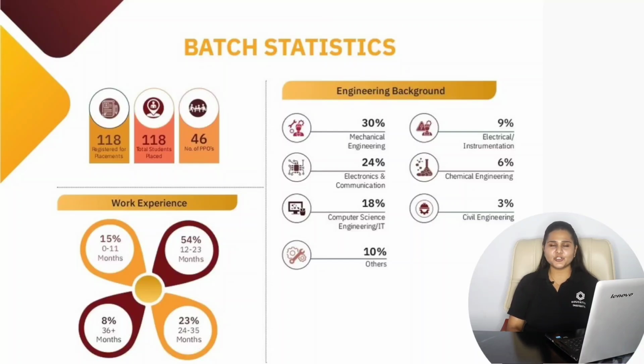Now if we consider the overall batch profile with the IIT Kharagpur for the batch of 2020 to 2024, in that 30% candidates have the academic background in mechanical engineering, 24% candidates have the academic background from electronics and communication, 18% candidates are from computer science engineering and IT, 9% candidates are from electrical and instrumentation, 6% candidates are from chemical engineering, and 3% candidates are from civil engineering, and 10% candidates have an academic background other than all of these sectors.